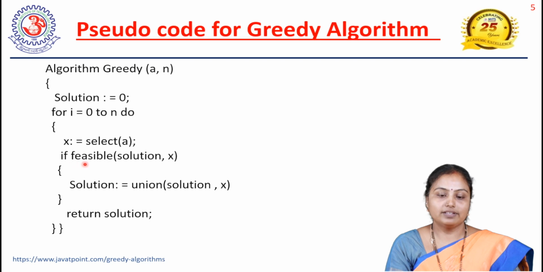Here we given the constraint feasible of solution X. So whether the solution is feasible or not. So like that, we are selecting each and every solution which are feasible only. Once we get all the solutions, we are going to merge it. So here we take an union function. So after that, we are getting the solution. This will be the optimal solution. So this is the pseudocode for greedy algorithm.